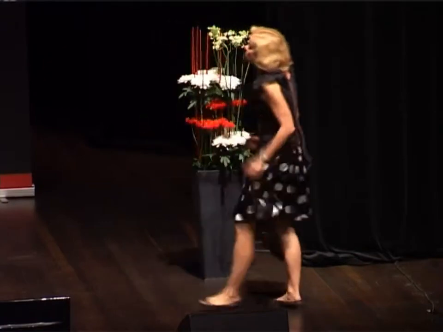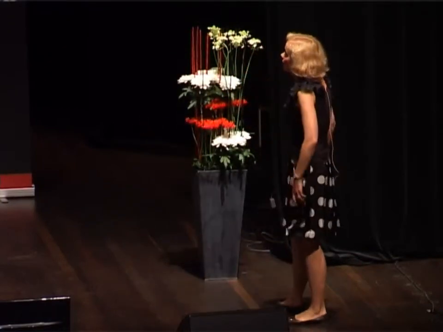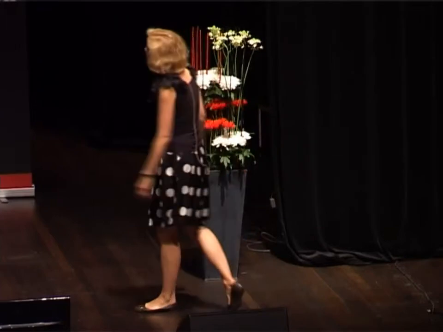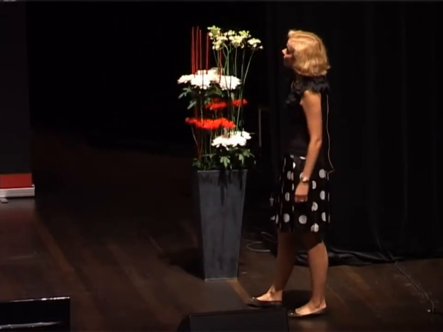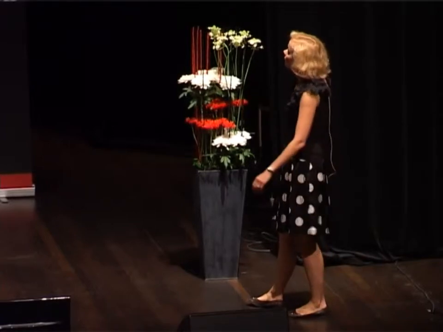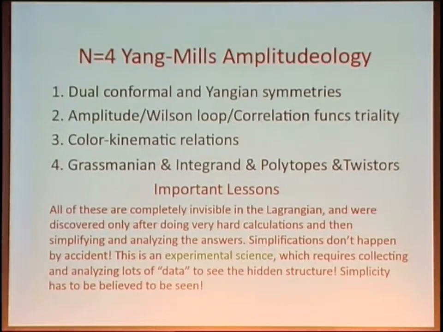So there's a lot we learned, but I just want to emphasize one important lesson. All these things, in particular things like dual conformal invariants and Grassmannians, are completely invisible in the Lagrangian.